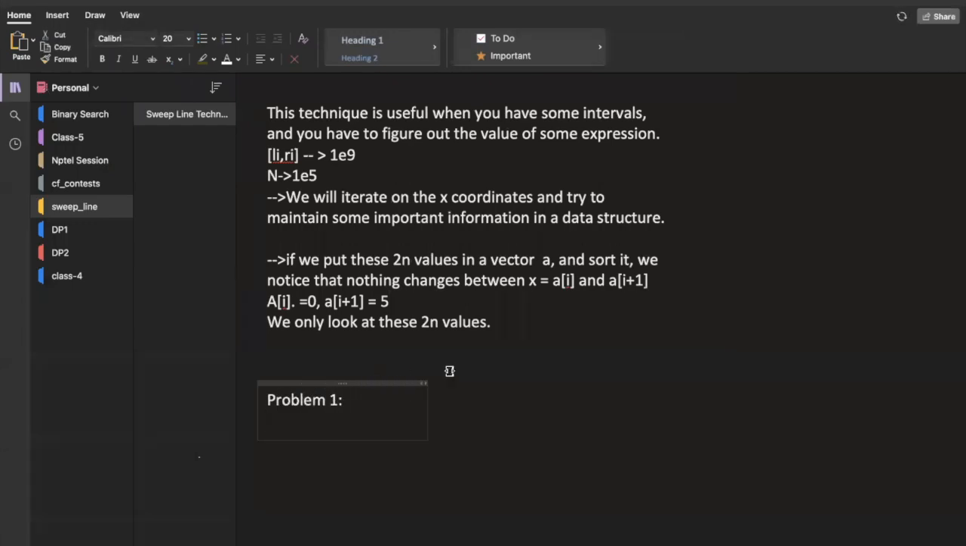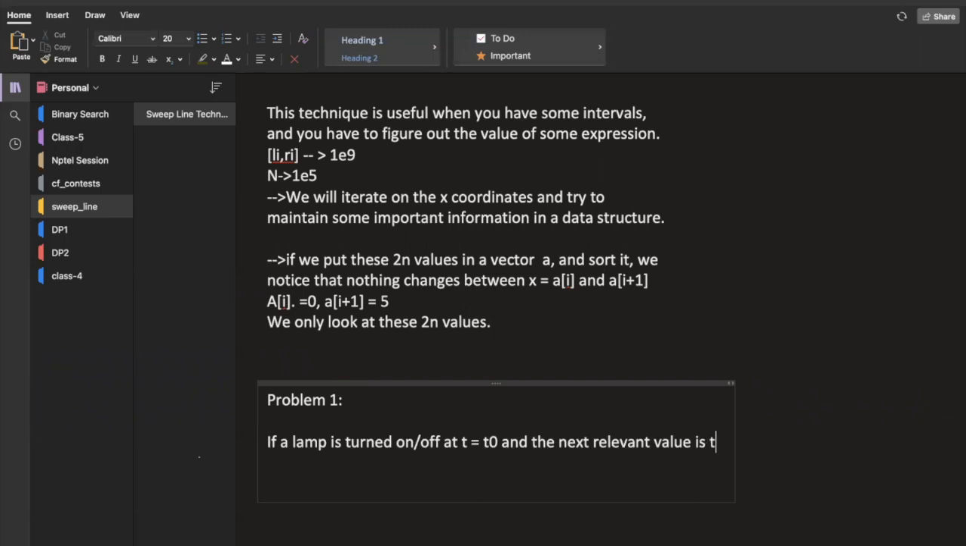So this problem is basically a straight application of what I have written above. If a lamp is turned on or off at t equals t naught, and the next relevant value is t equals t naught plus 5, let's say. So this is the same thing that I have written above. Out of these 2n values, the smallest is t equals t naught, and the second smallest, let's say, is t equals t naught plus 5.